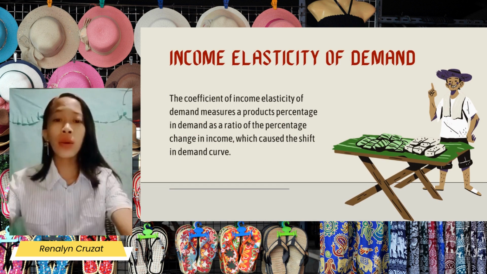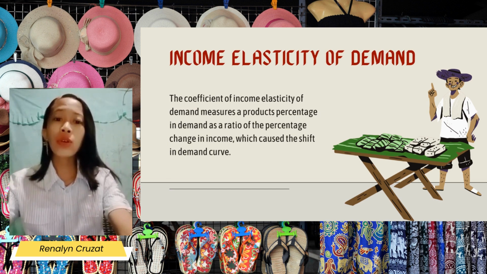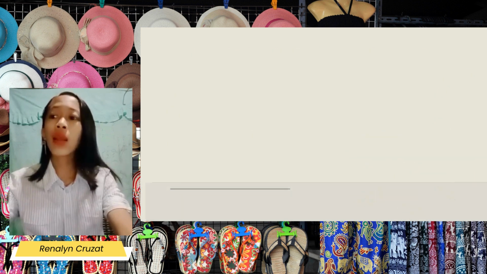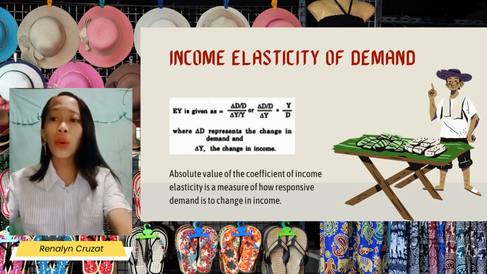Elasticity of demand. The coefficient of income elasticity of demand measures a product's percentage change in demand as a ratio of the percentage change in income, which caused the shift in demand curve. So, yung income elasticity of demand na may measure yung percentage ng isang product depende sa pagbabago ng percentage ng isang income. Absolute value of the coefficient of income elasticity is a measure of how responsive demand is to change in income.